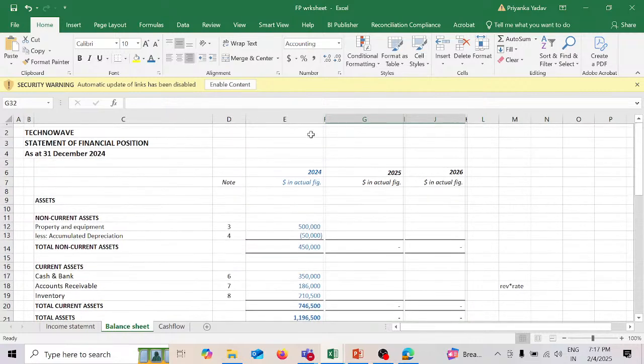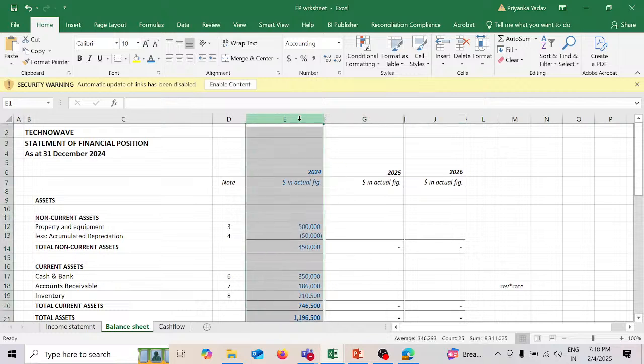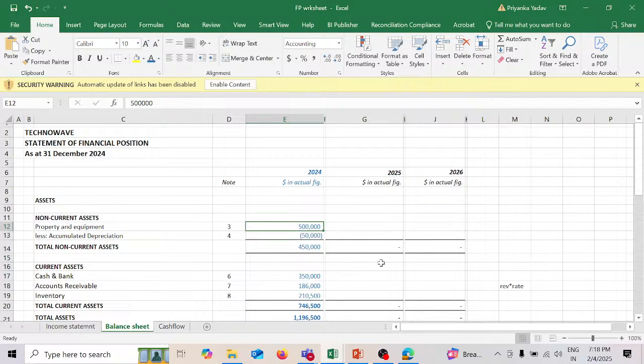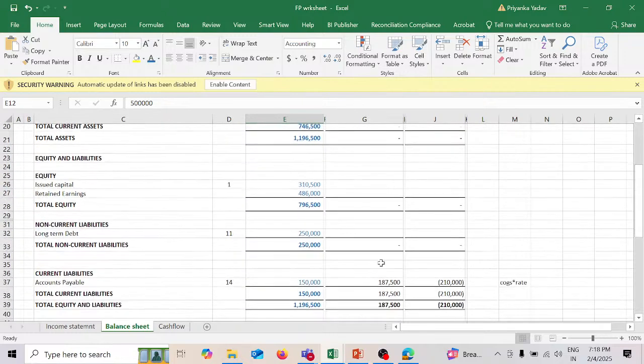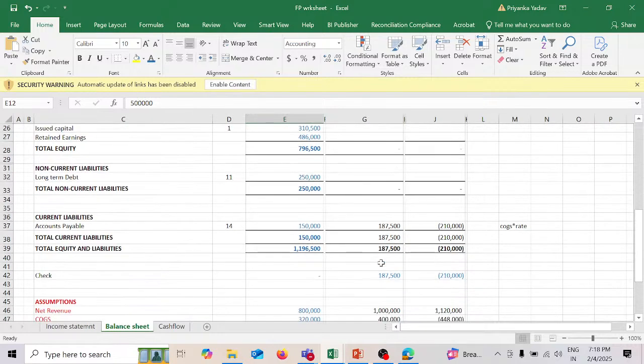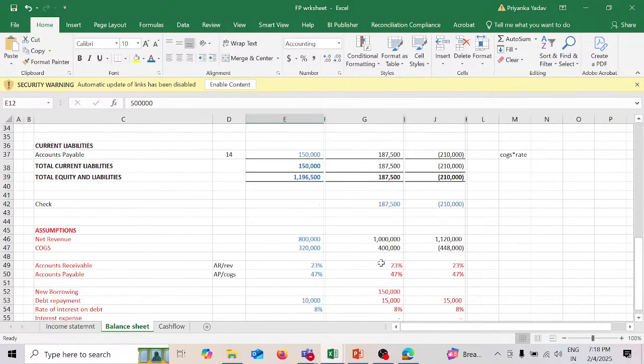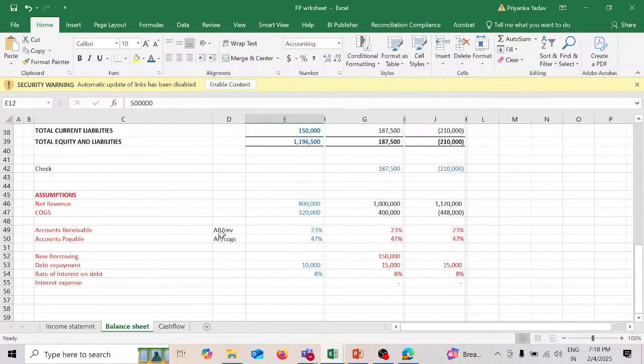Over here in the blue you will find actual figures. That is why I have differentiated it, so that you don't get confused. This is the actual figures. 2025-26 we'll be estimating on the basis of these actuals. So I have hard coded all these figures. Below it, over here, you will find the assumptions. Now again the blue ones are on the basis of actual.